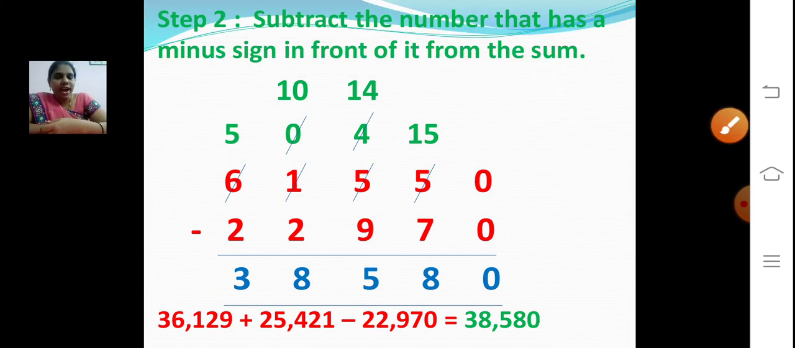38,580. So when we do addition and subtraction together, what do we have to do? First, we add the numbers that do not have a minus sign in front of them. Next, in this sum, what do we have to do? Second step, subtract the number that has a minus sign in front of it from the sum. So my answer is 36,129 plus 25,421 minus 22,970. What is the answer? 38,580.